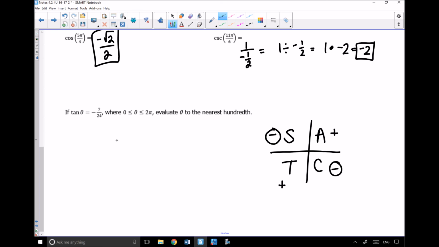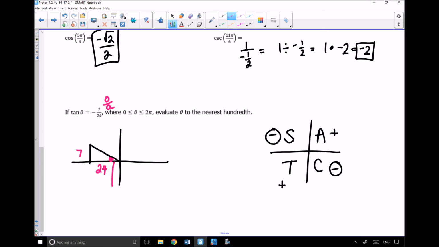Okay, so what I'm going to do is I'm going to draw a picture of this. So I know that it's 7 over 24. So here's my diagram, and I know that my theta is going to go right here. And I know that tangent is opposite over adjacent, so this is going to be 7 over 24.